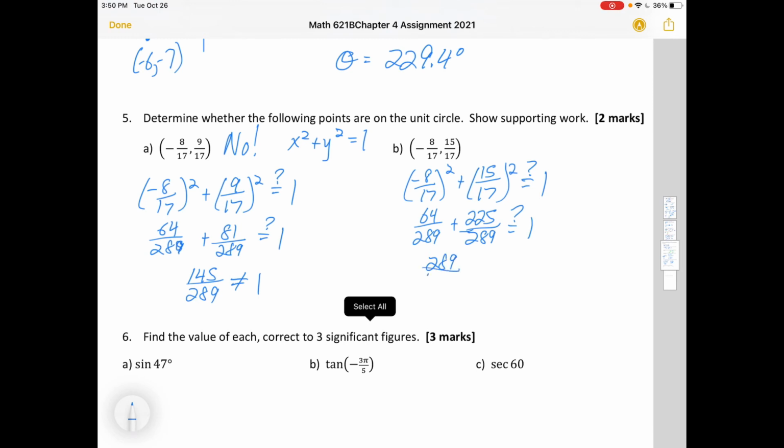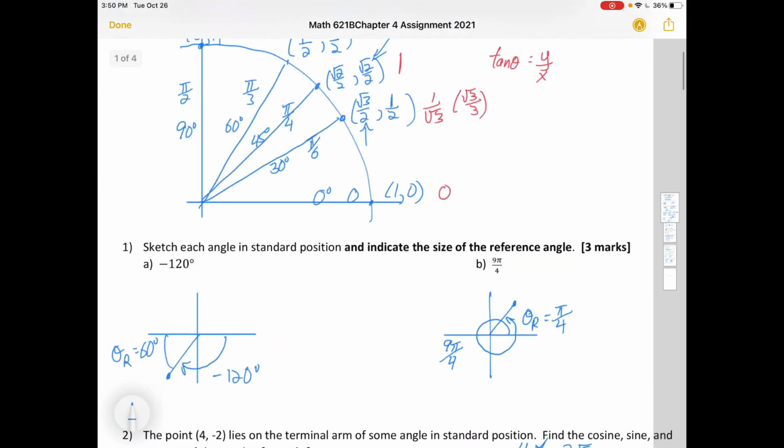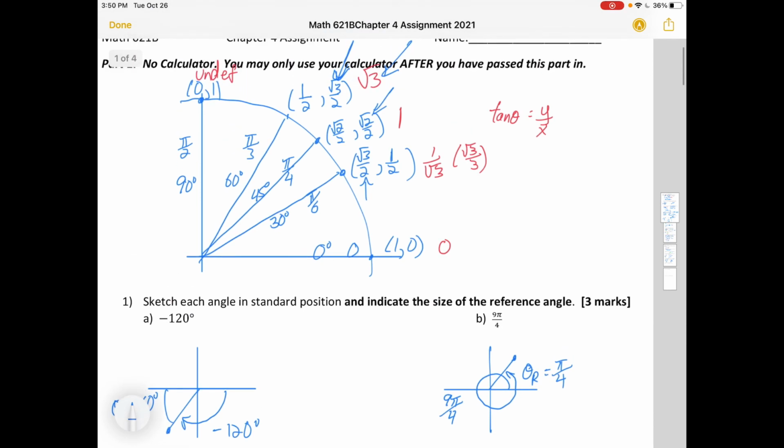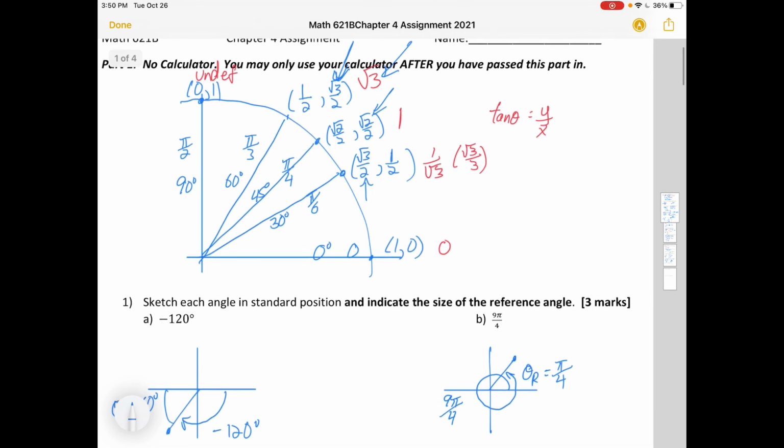I get 289 over 289. Yes, that's equal to 1. That's great. So it works in the equation of a unit circle. Therefore, it must be on the unit circle. Is it one of the specific points that we showed right over here? No, but there are infinitely many points on the unit circle. We've just shown a few of the common ones in this little drawing, but there are other ones as well.